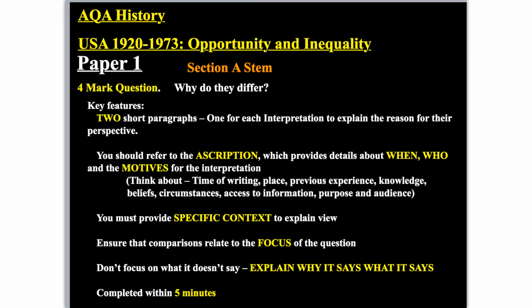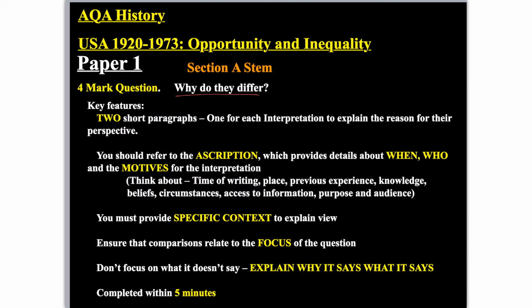So, assuming you've done that, if we then turn to the key features of this particular type of question, you can see at the top there that I've put the focus of the stem, which is why do they differ, and here you've got a list of key features that you're expected to cover. First of all, 2 short paragraphs, one for each interpretation to explain why they have this particular perspective. Then you should refer to the ascription, that's the information that you've got around the source. When we look at the example, that will perhaps become a bit clearer. And then provide details about when, who, and the motives for the interpretation.